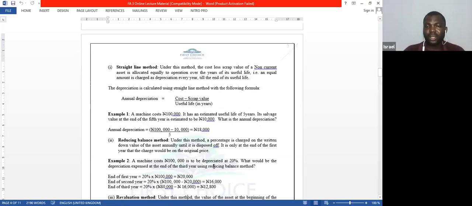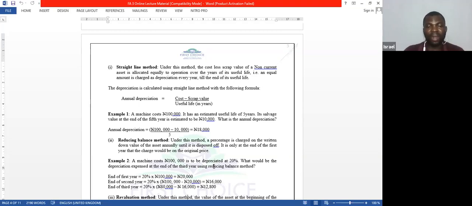Reducing balance. Reducing balance makes use of a percentage to reduce the amount that has been carried in the book. Now, reducing balance means that whenever a percentage is given to us, 20%, for example, and a purchase item of 100,000, that'll be 20% on the 100,000. Let's look at the example to explain that better.